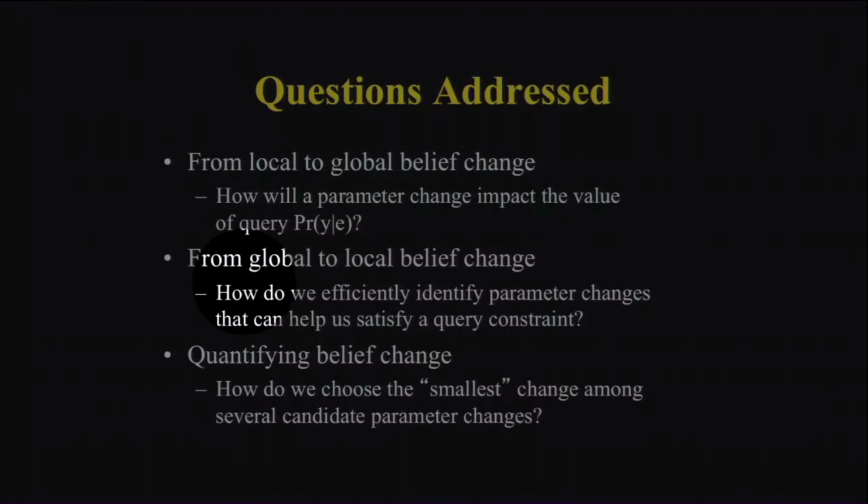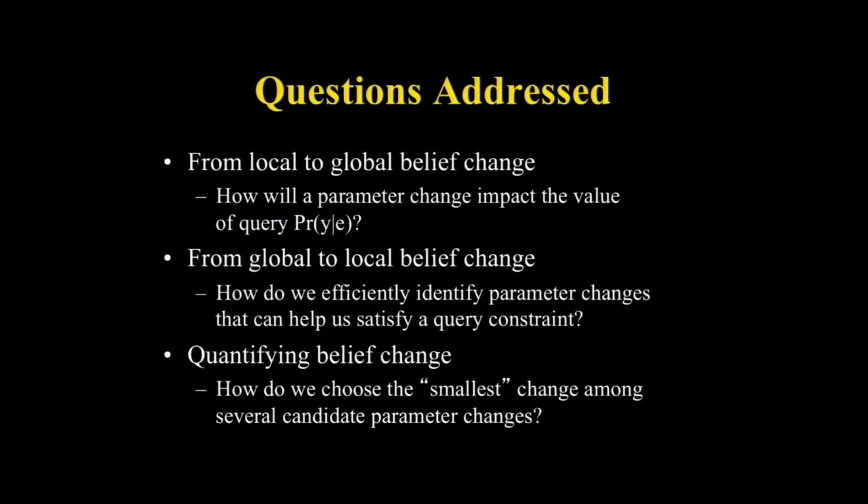And the second thing, you can look at it as from global to local belief change. And this is when I come and tell you I need a certain constraint to hold on global beliefs. What kind of changes can I make to the parameters so that I can attain that? And again, we've seen concrete examples of both. And the last one is quantifying belief change. How do we choose the smallest change among several candidate parameter changes? And for that, we have to have a notion of smallest or a notion of change.